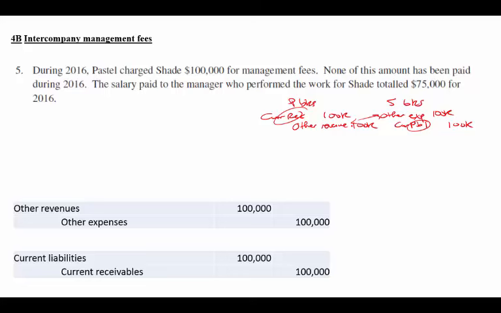Now often we get stuck on this salary. The salary paid to the manager who performed the work was $75,000. That salary really has nothing to do with an intercompany transaction between parent and sub. That was an actual cost incurred by Shade, paid to a third party, the manager. And so that really is just extra information we're provided with that does not relate to our elimination entries at all.